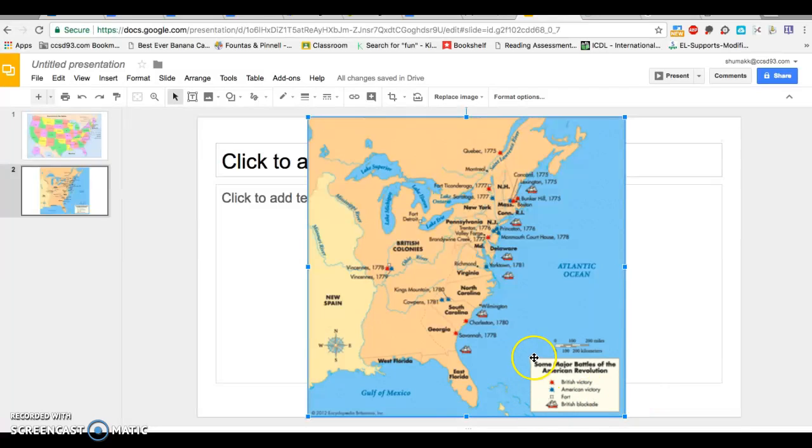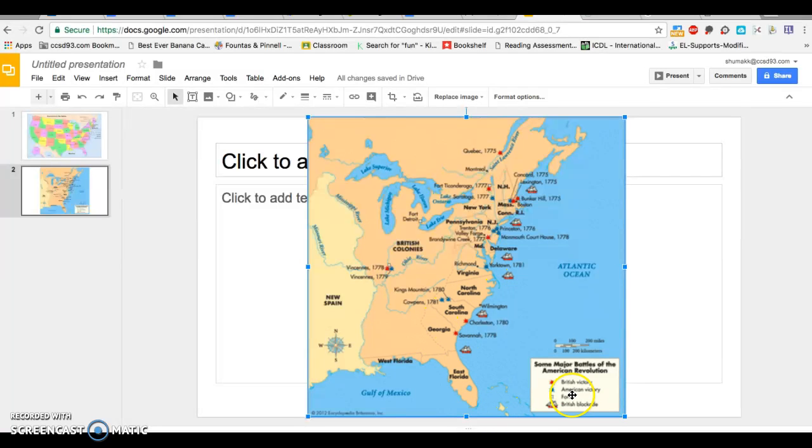Down here, this is called the map key. This kind of tells you what you're looking at. If you see the red splotch, it means a British victory. So your job right now is to count up the red dots right here to see how many times the British won. British won, British won, British won, British won, British won, British won, British won, British won. So all those times the Americans and the British fought and the British won.